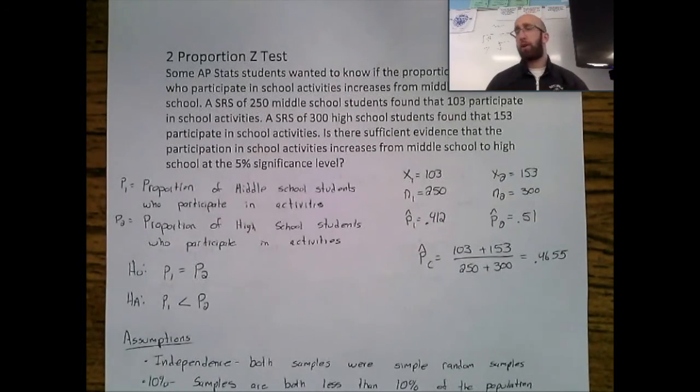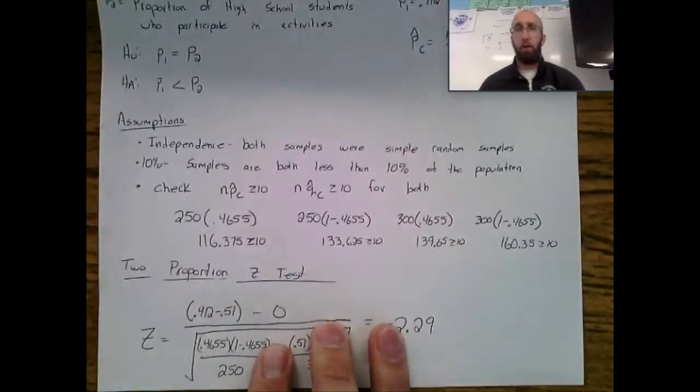So that's a quick overview of a two-proportion z-test. Pay very close attention to the small details, especially the p hat c's that run throughout.